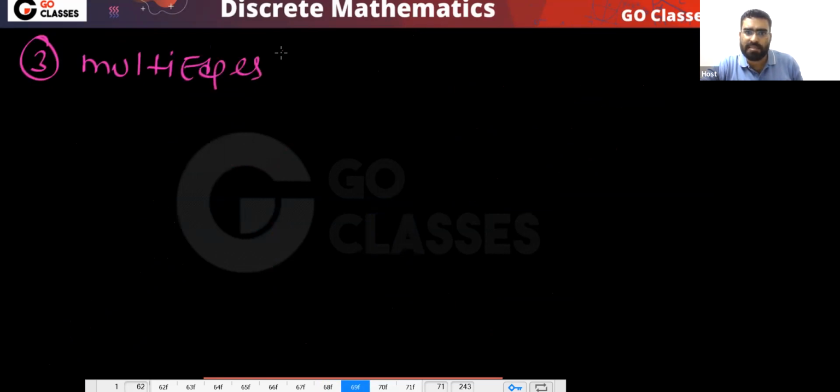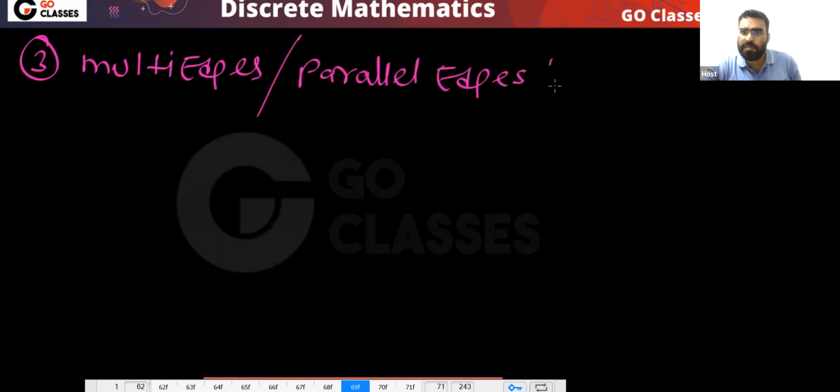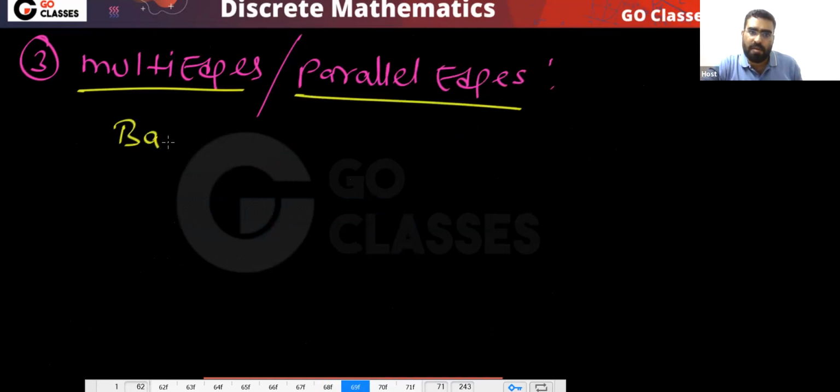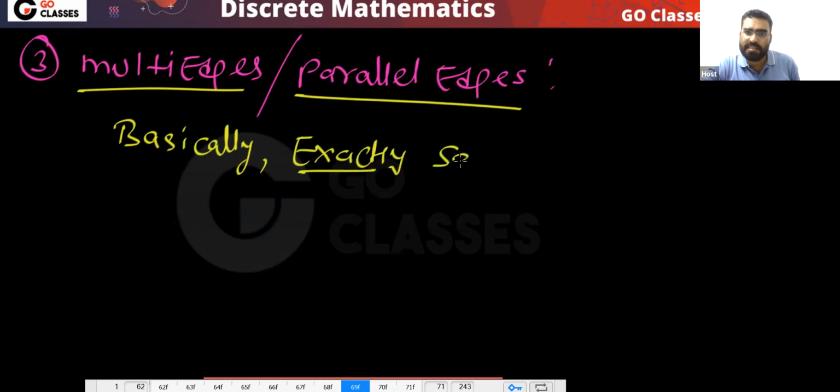What are multi-edges? Multi-edges, or you can call them parallel edges. Let me tell you the definition of multi-edges. When can you say multi-edges or parallel edges? These are basically the same edges. Basically, exactly the same edges. Remember, exactly the same edges.